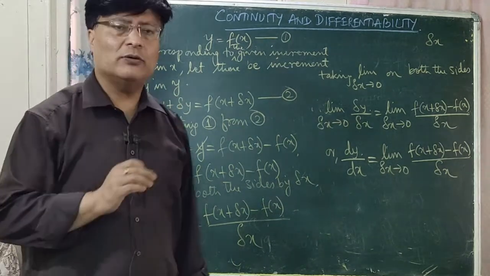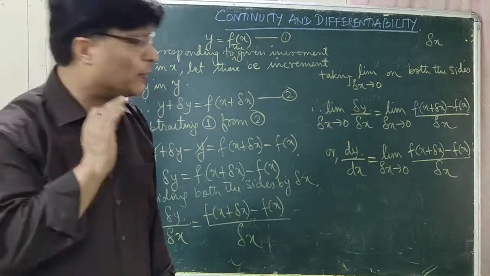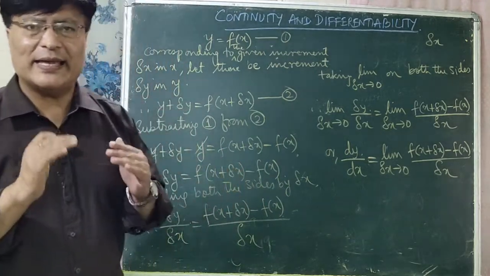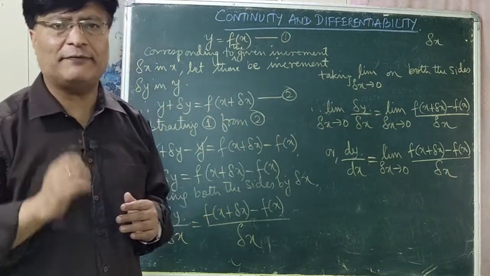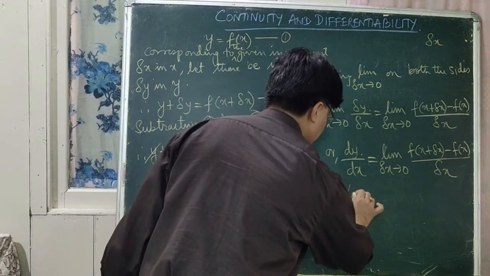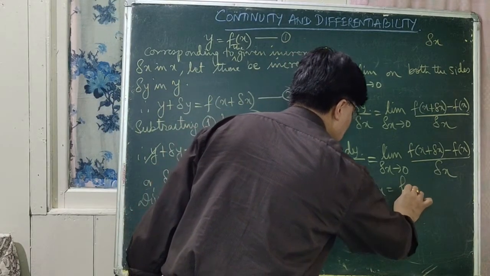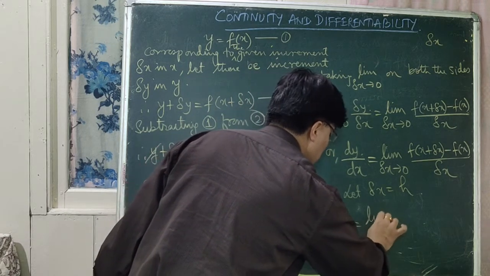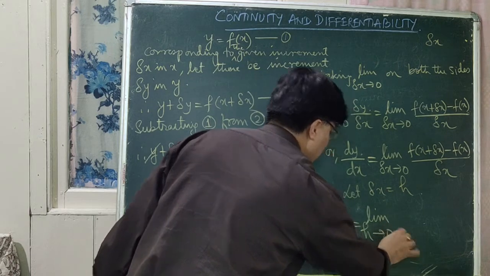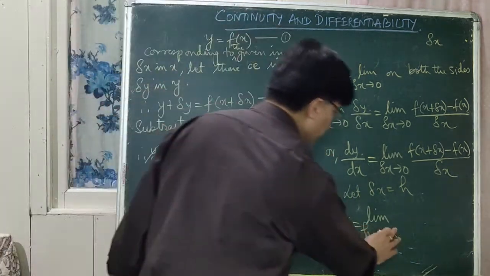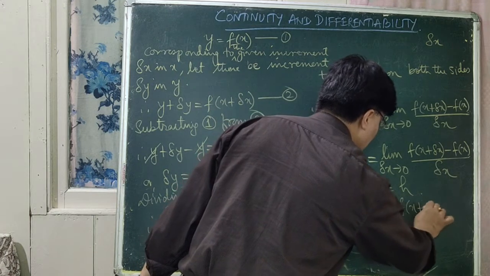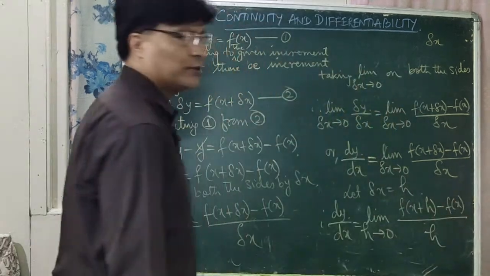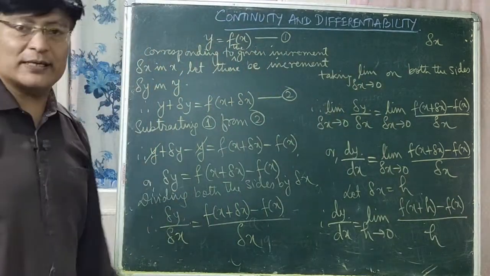Now for your convenience, for simplicity, let us take this delta x as h, where h is a very very small positive or negative quantity. Let delta x be equal to h. So what is dy by dx here? dy by dx is equal to limit, instead of delta x you write h tends to zero, so this will be f of x plus h minus f of x whole divided by h. So I think you have understood it.